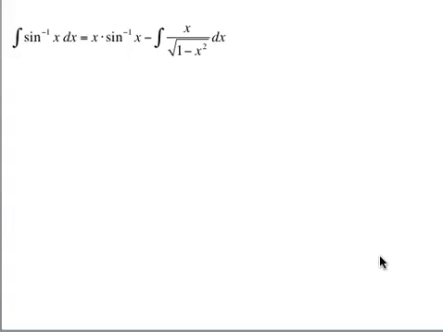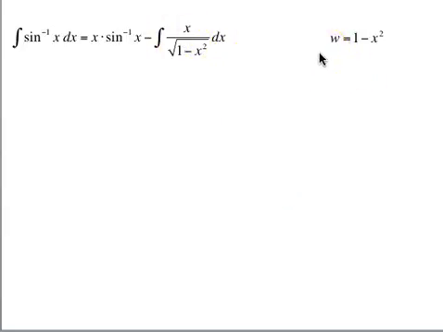So here we have the integral of the inverse sine of x is x times the inverse sine of x minus the integral of x divided by the square root of 1 minus x squared. I'm choosing to use w since I used u before. That would make sense. We want to go ahead and do this integral using w substitution.